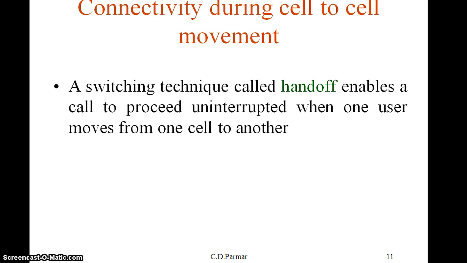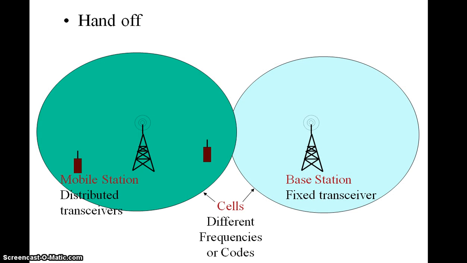So this situation needs some sort of technological assistance, which is known as handoff. A switching technique called handoff enables a call to proceed uninterrupted when a user moves from one cell to another cell. That means the user must not be aware of what is happening. There should be no sound, no interference, nothing. The user must enjoy the service during his call. So this is the theme behind handoff. The word handoff itself represents something which changes from one cell to another cell. Let us see the procedure.